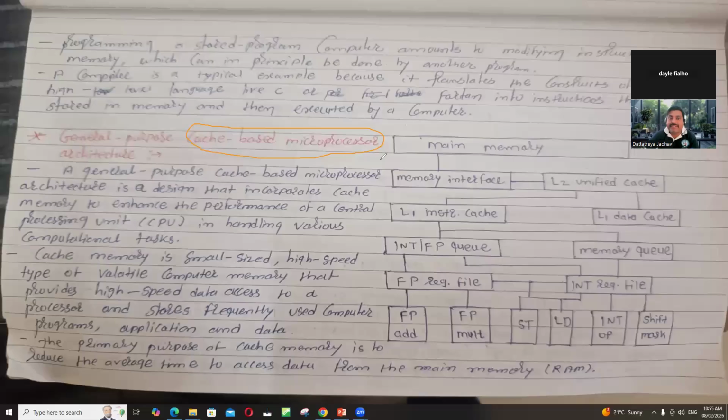So cache-based memory is a small size, high speed type of volatile computer memory that provides high speed data accessing to a processor and stores frequently used computer programs, applications and data. Suppose we take one example. We have some data, and in data we make two types: one is an integer type, and the second is a float type.